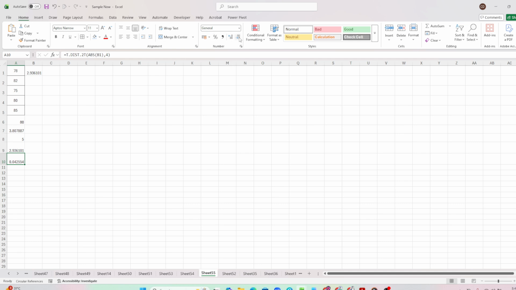A quick tip: the t-test assumes your sample is roughly normal and observations are independent. With very small samples, outliers can strongly affect results, so review your data first.